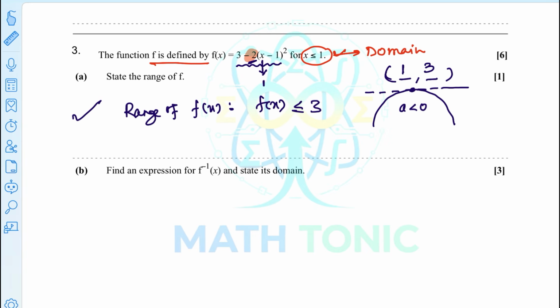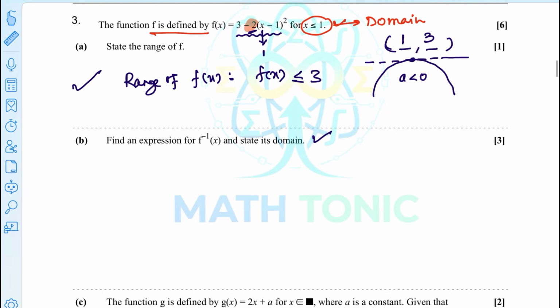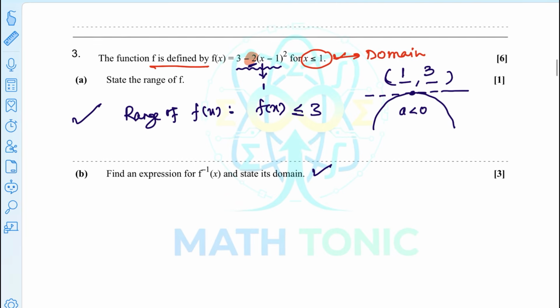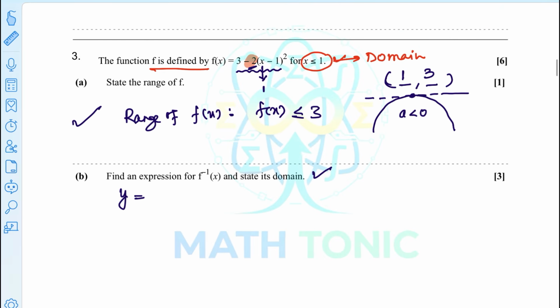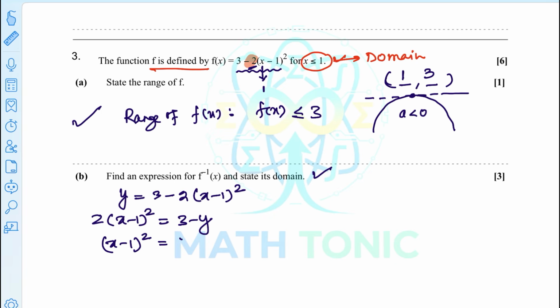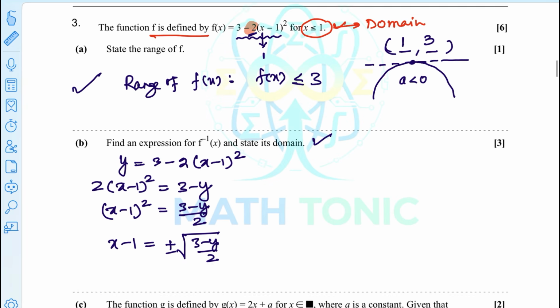Right? So yes, this is f(x) less than or equal to 3. Find the expression for f inverse of x and state its domain. Okay, so whatever the function is, make it equal to y. So y equals 3 minus 2 times (x minus 1) squared. If I rearrange it, 2 times (x minus 1) squared equals 3 minus y. I'm trying to keep x as the subject here. So (x minus 1) squared equals (3 minus y) over 2. So x minus 1 equals the square root of (3 minus y) over 2, and that gives you plus or minus, right?